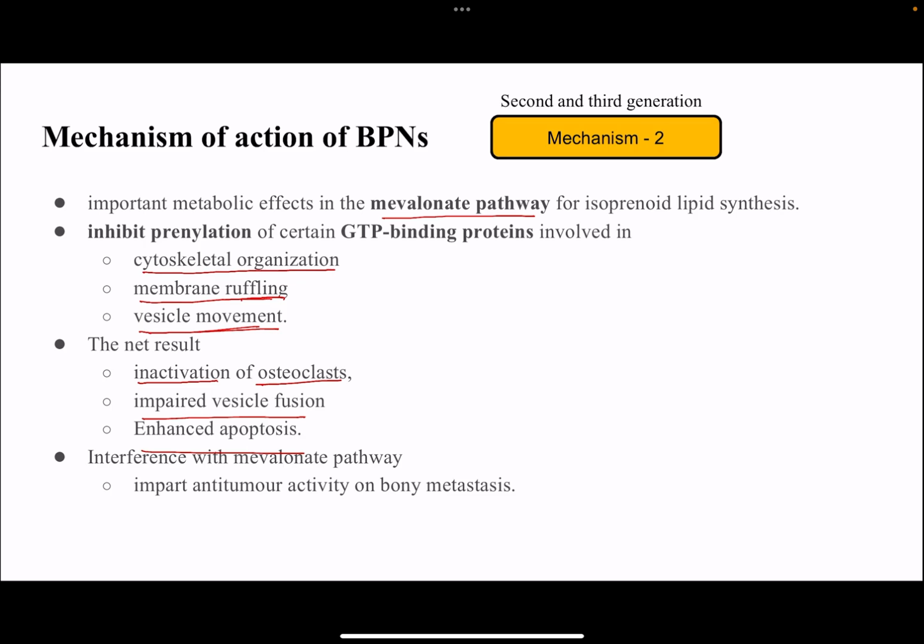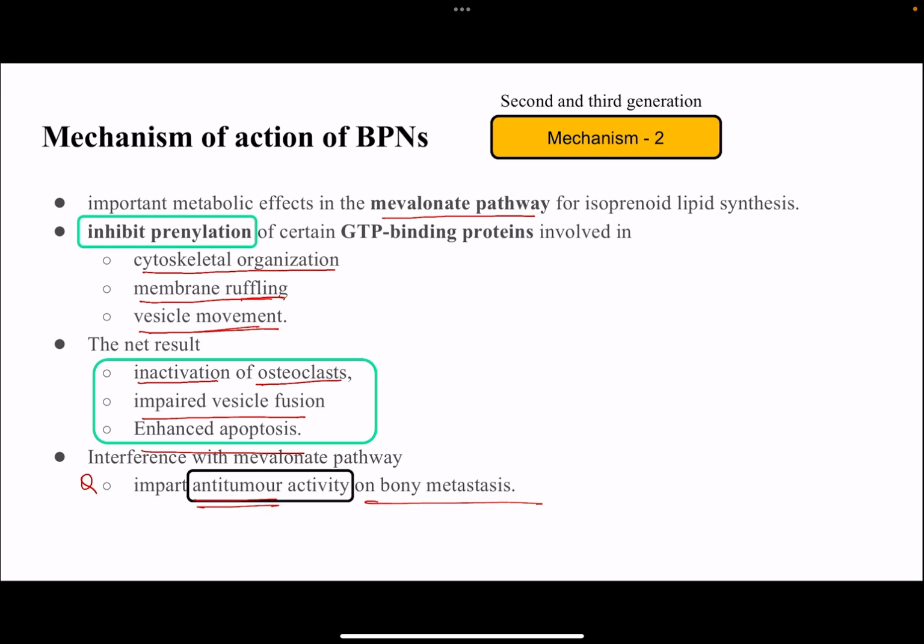Because of the interference with the mevalonate pathway, they also have anti-tumor activity, very important anti-tumor activity on bony metastasis, especially in the case of breast cancers. So please remember, the second mechanism is to inhibit the prenylation process, thereby it inactivates the osteoclast, causes apoptosis as well as impairment in vesicle fusion. So thereby it decreases the resorption. That's why they are called anti-resorptive, and they have anti-tumor activity as well.